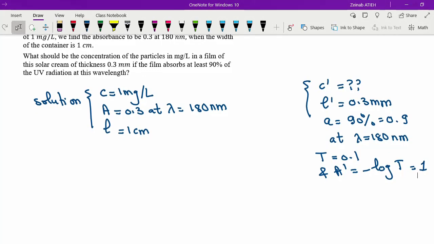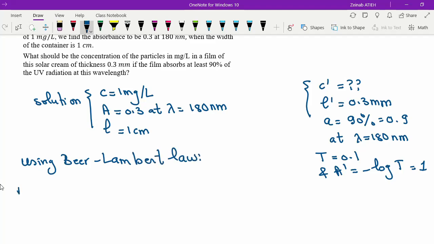So let's do that. Let's use the Beer-Lambert law, and after that find epsilon from the first case and try to insert it in the second case and then find C prime. So using the Beer-Lambert law, we have A equals epsilon L times C, which gives that epsilon equals A over LC.